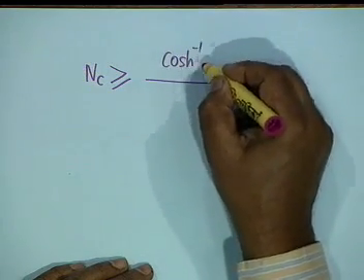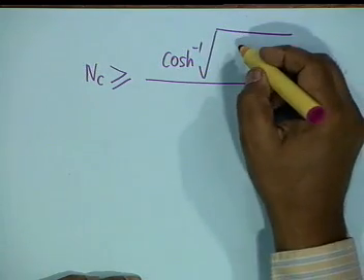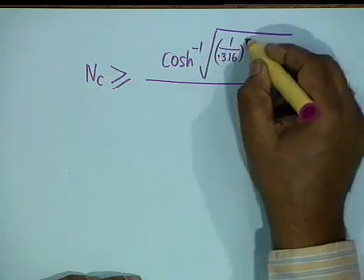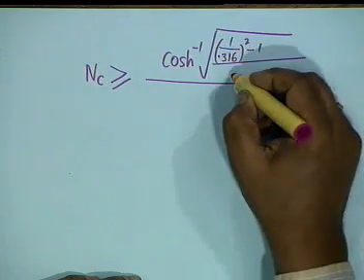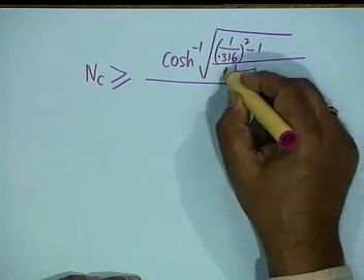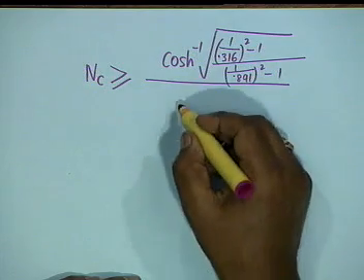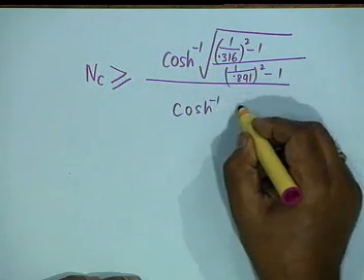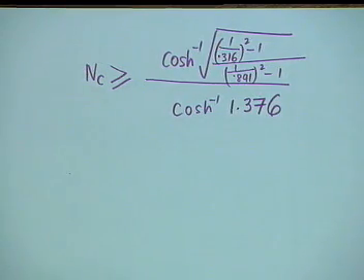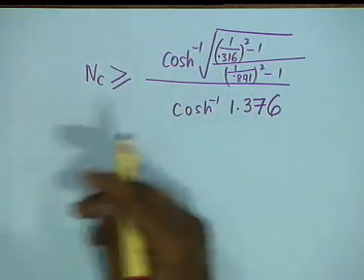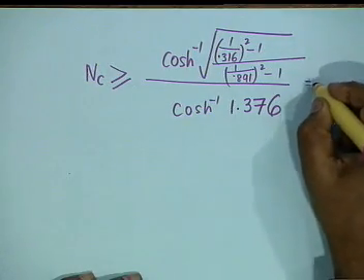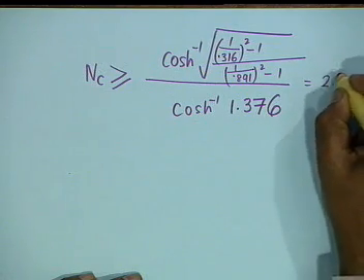cos inverse. Now this is not a trivial calculation. 1 by 0.316 squared minus 1 divided by 1 by 0.891 squared minus 1, divided by cos inverse of the transition ratio. I have already calculated the transition ratio, 1.376, and unless I have made a mistake, the right hand side calculates out to 2.92.